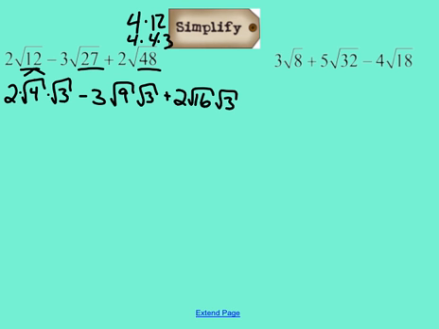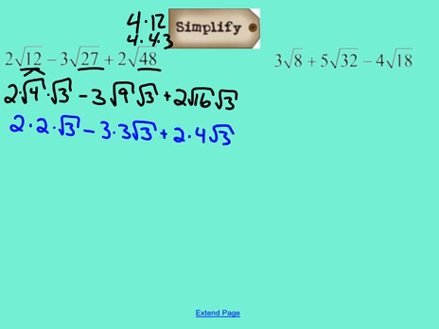Alright, so then what I do is I would probably take the square root of stuff. Minus 3 times square root 3 plus 2 times 4 square root 3. So I'm showing every step right now. 2 times 2 is 4 square root 3. Minus 3 times 3 is 9 square root 3. Plus 8 times square root 3.